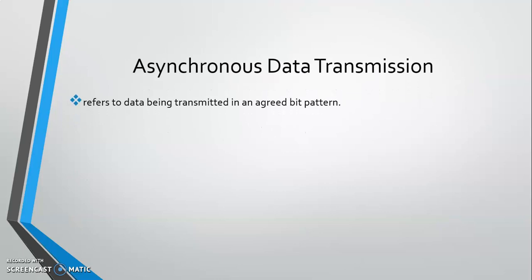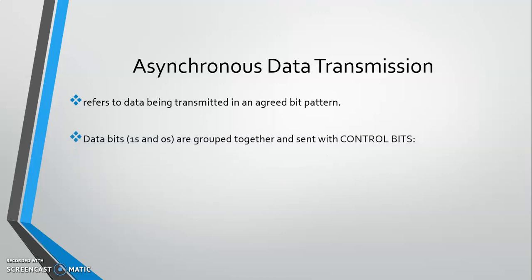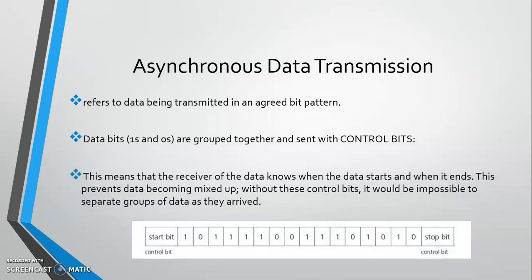Now we have asynchronous data transmission, which refers to the data being transmitted in an agreed bit pattern. Data bits 1 and 0 are grouped together and sent with control bits. This means that the receiver of data knows when data starts and when it ends. Now you can see there is a control bit, start and end, a stop bit or end bit. This prevents data becoming mixed up. Without these control bits, it would be impossible to separate groups of data as they arrived.